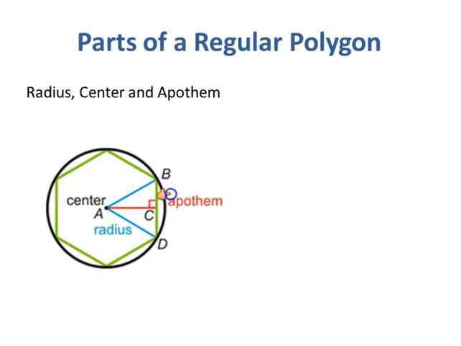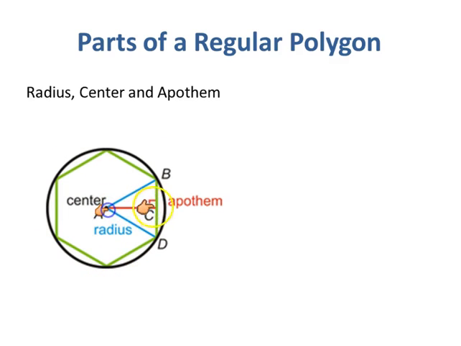Here's a special word, apothem. Apothem, right here. The apothem is when you go from the center and form a right angle with the side. Ignore the black circle along the outside. I wish it wasn't here. It's there for a different reason.